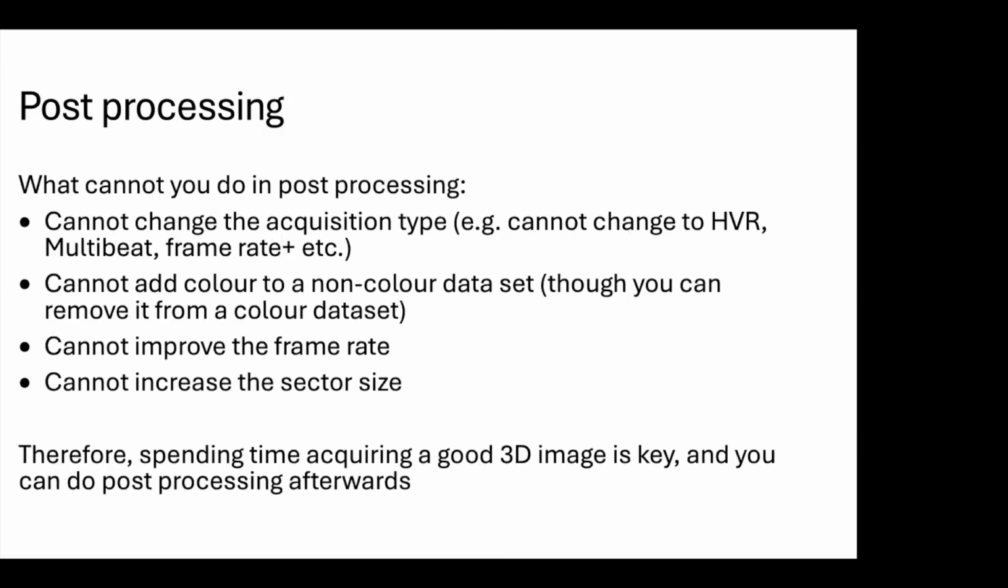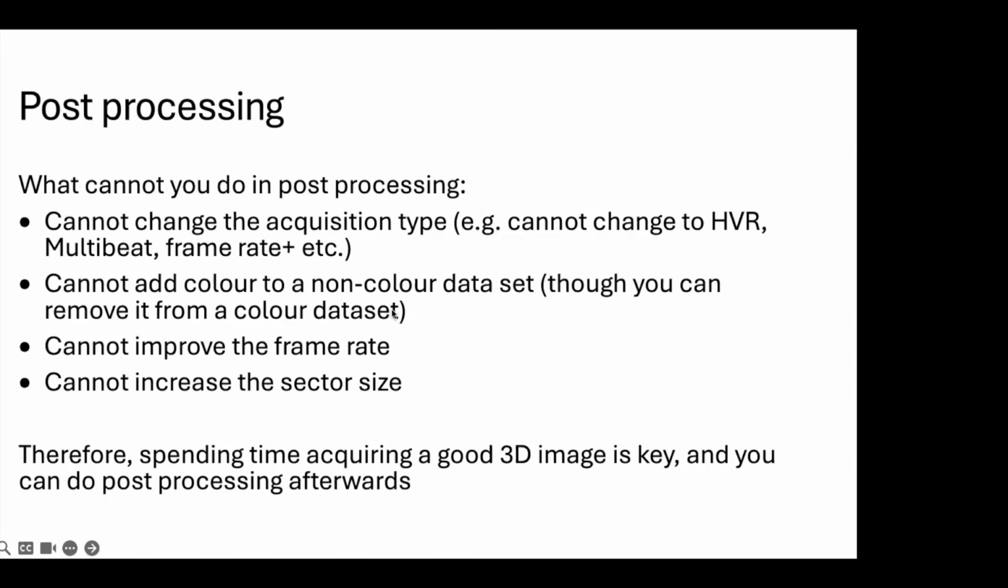Some important things to know that you can't do in post-processing. So you can't change the acquisition type. So if you acquired it as a 1-beat, you can't then go back and acquire it as a multi-beat from the same data set. You have to acquire a new data set while the patient is still there. You can't change to frame rate plus. You can't change to HVR. All of those are at the time that the image is acquired.